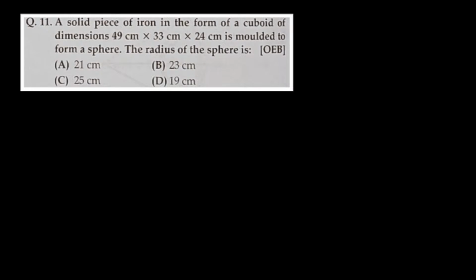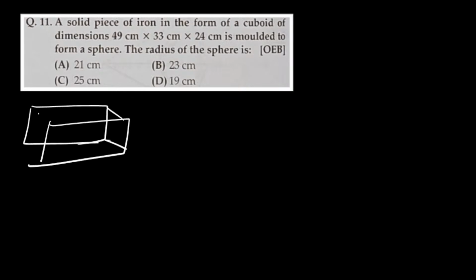Let's do the next question, question number 11, you can see. So what's given to us? A solid piece of iron in the form of a cuboid of given dimensions is molded to form a sphere. The cuboid is the three-dimensional form of a rectangle. This is molded to form a sphere.